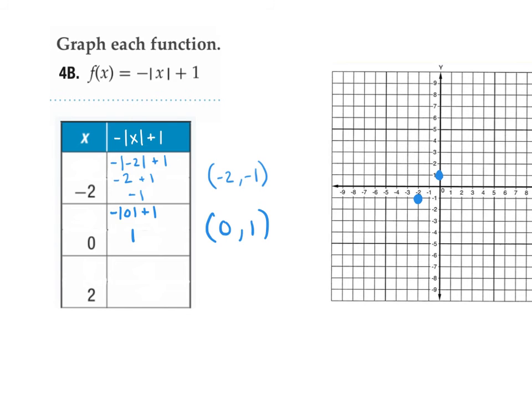Next, what do we plug in? 2. So we have negative absolute value of 2 plus 1. What's the absolute value of 2? 2. But we still have that negative on the outside, so we keep it a negative 2. What's negative 2 plus 1? Negative 1. So what's our point here? 2, negative 1. So we're going to go to the right 2 and down 1. Do we have enough points to connect them with our V? Yep. So we're going to put our V through these points.